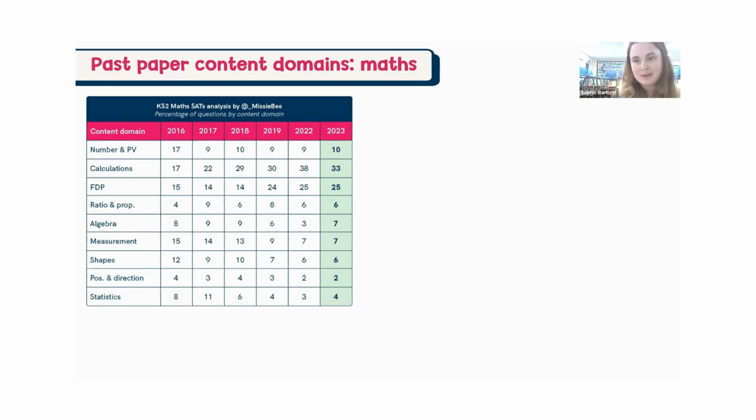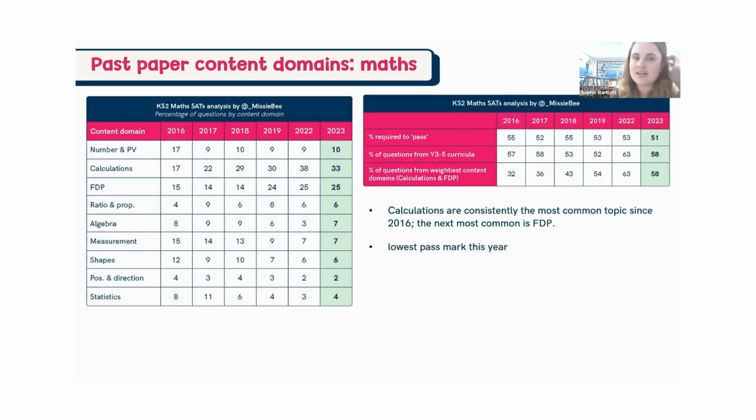Now, obviously, the arithmetic paper is purely calculations and FDP. So that's all fractions, decimals and percentages. So that's already going to make those a bit bigger anyway. But you can quite clearly see here that calculations has been consistently the most common topic since 2016, with the next most common being fractions, decimals and percentages. In fact, collectively this year, it took up nearly 60% of the paper just from those content domains.